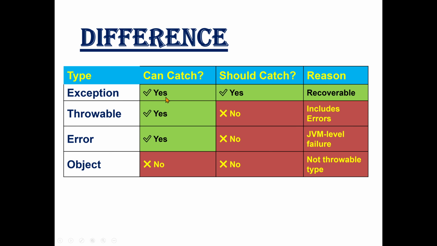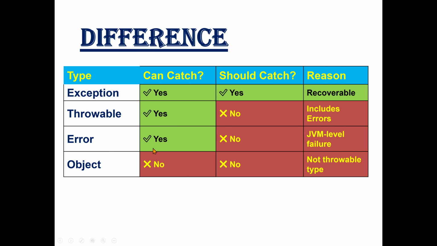Exception: can we catch? Yes. Is it recommended? Yes. And the reason: it is recoverable. Throwable class: can we catch? Technically yes. Should we catch? No. The reason is it includes errors, and errors are unrecoverable situations, so we should not catch those. We should use catch for exceptions only and not cover the errors. That's why catching Throwable is not recommended here.